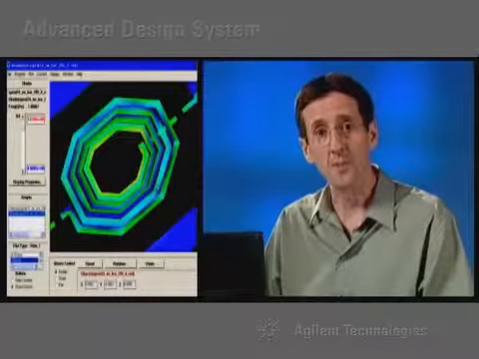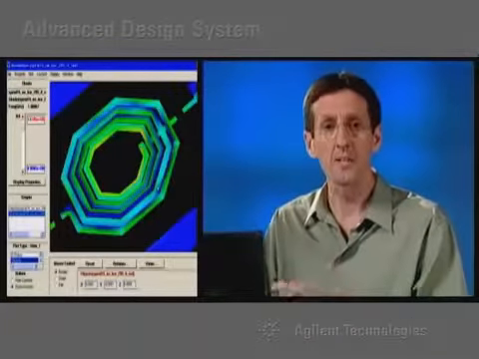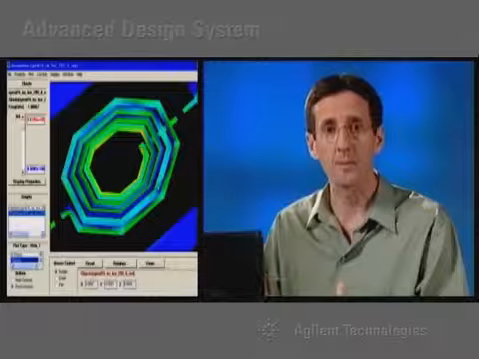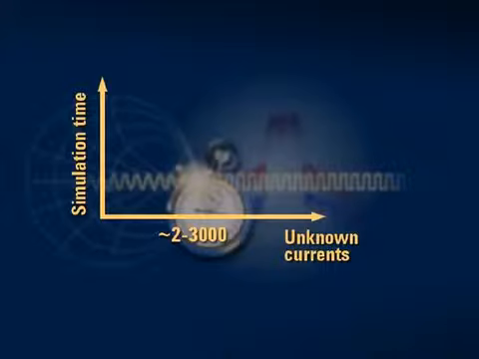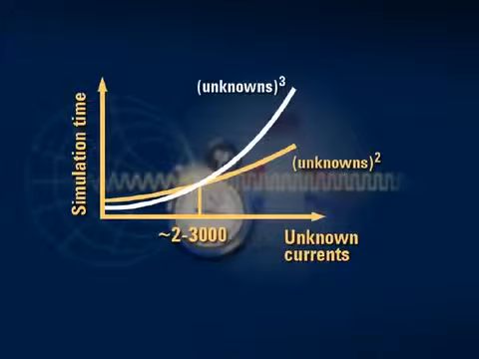The second new feature in Momentum is a new type of solver. It's an iterative solver. It's analogous to the Krylov solver used in harmonic balance simulations. With the iterative solver, simulation times are a function of the square of the unknown currents in the structure. For Momentum's full-wave solver, simulation times are a function of the cube of the unknown currents.